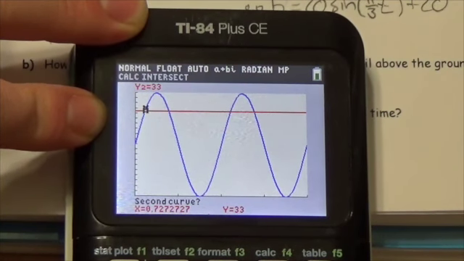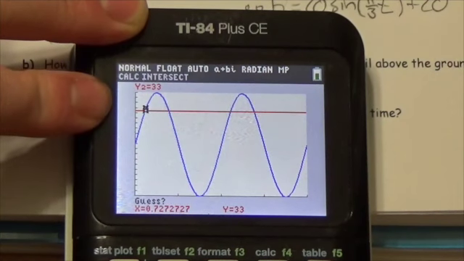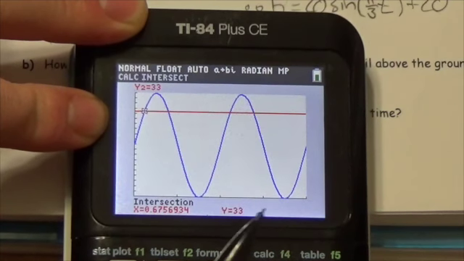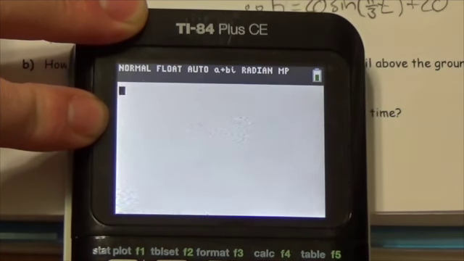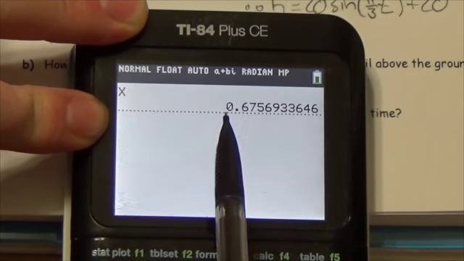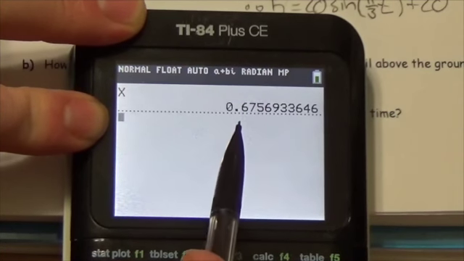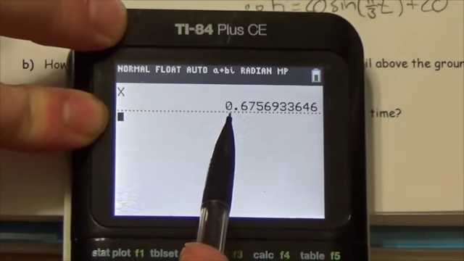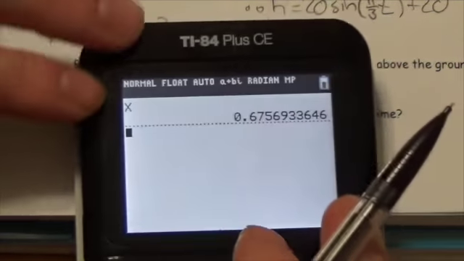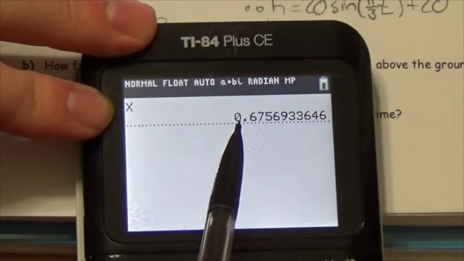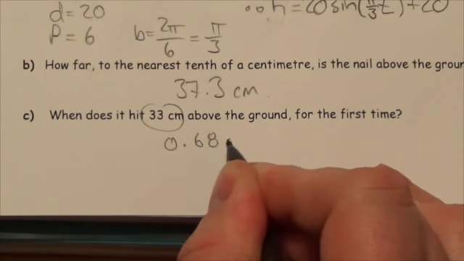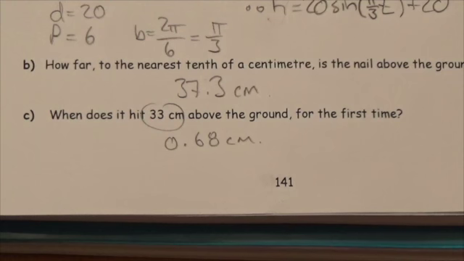Enter. It jumped to the second curve there, the straight line. Press enter. It's asking for a guess. Just press enter. Now, it's hard to see that, so I'm going to go back to my home screen. I'm just going to press X and have it pull it up here. So, it gets there incredibly quickly. It asks when does it hit it, so let's round this to the nearest hundredth at 0.68 seconds. It gets there really quite quickly.